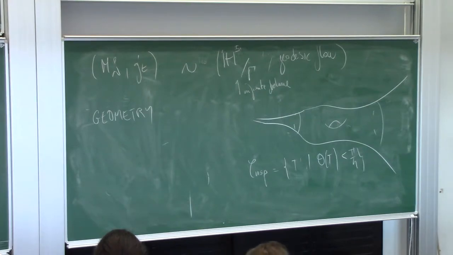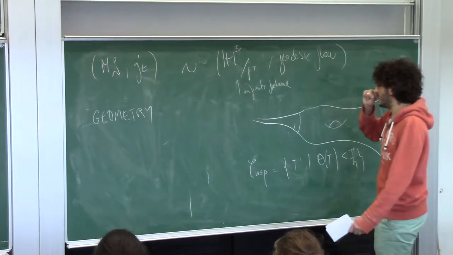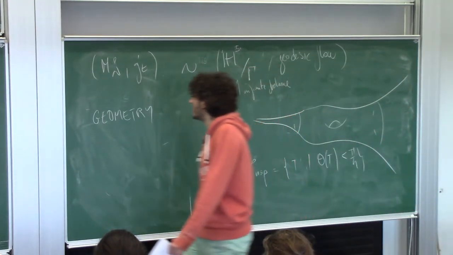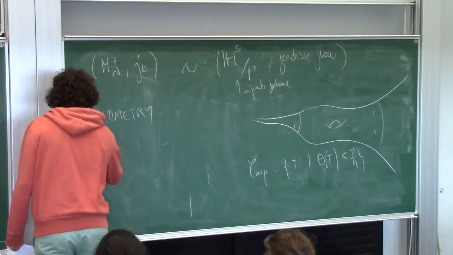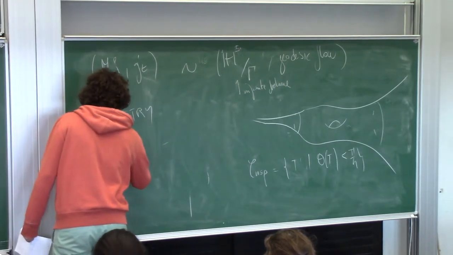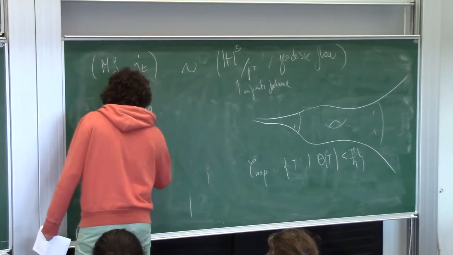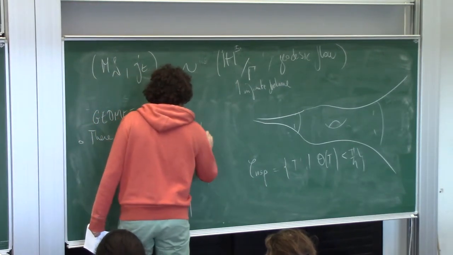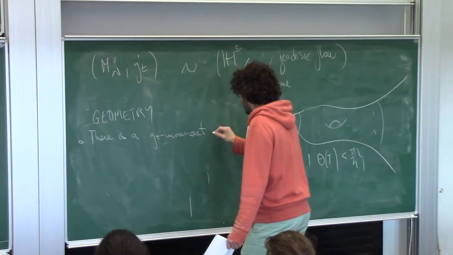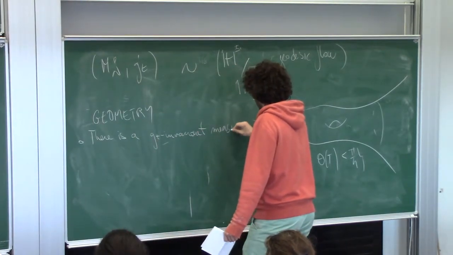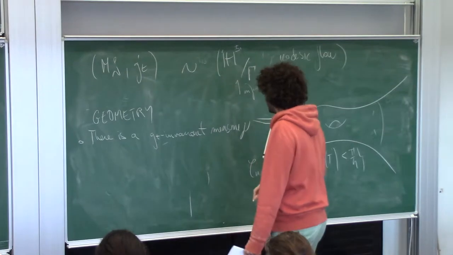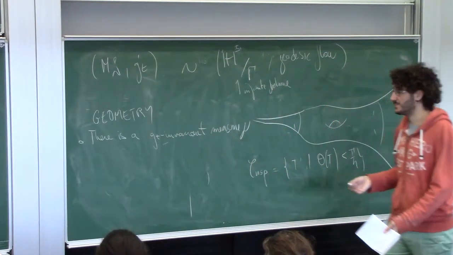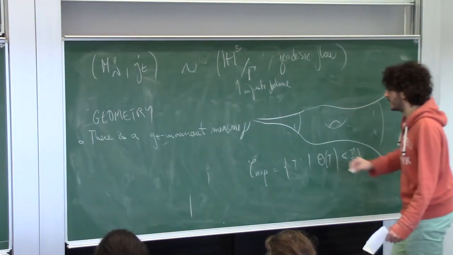Okay? Something I forgot to say, which is very important: there is a GT invariant measure mu, which is equivalent to the Lebesgue measure, the same class of Lebesgue measure.